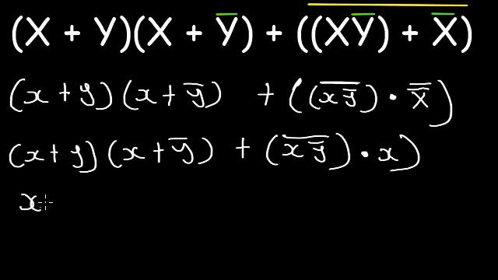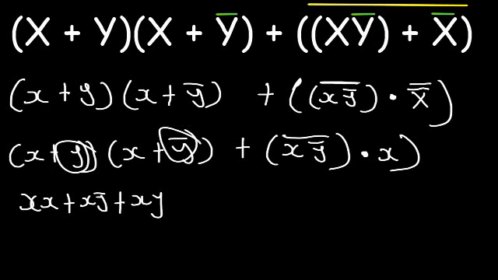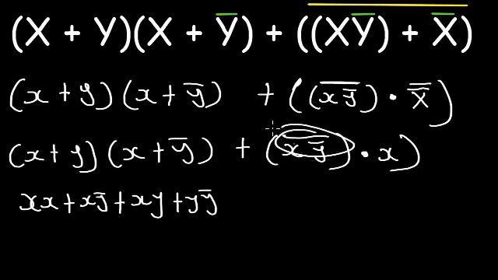So that should be x. But don't write x squared though. X times y bar, xy bar plus xy bar, and y times x plus xy, then y times y bar plus y bar, y bar. So right now I can split this. This is a product of complement.